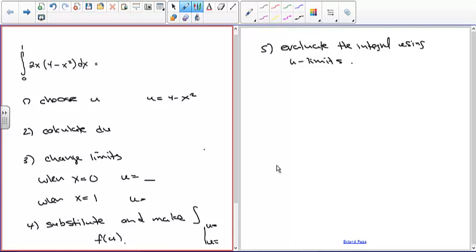Okay, now what you do now is you substitute in. So for 0, you're going to put in u equals 4 minus 0, so when x equals 0, u equals 4, which is what that is, okay? And when x equals 1, u equals 3. Okay, so those are your new limits. So you're going to integrate from 4 to 3.